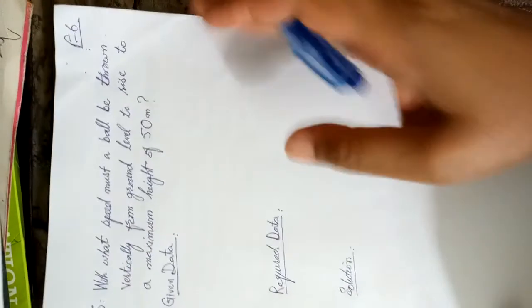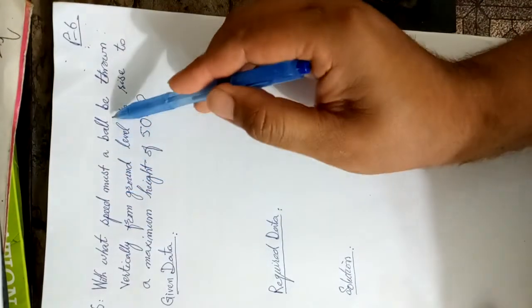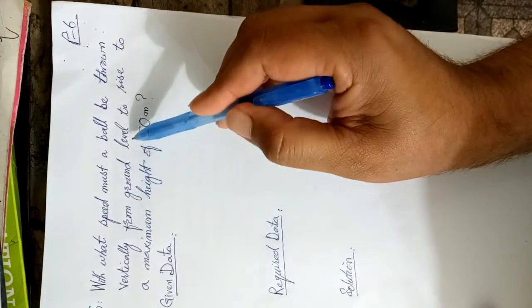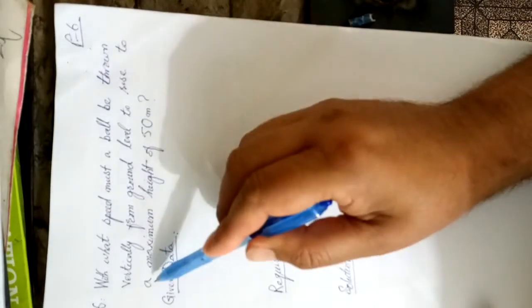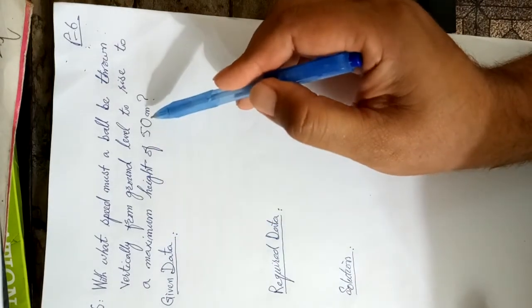Last question, question number 6. With what speed must a ball be thrown vertically upward from ground level to rise to a maximum height of 50 meter?